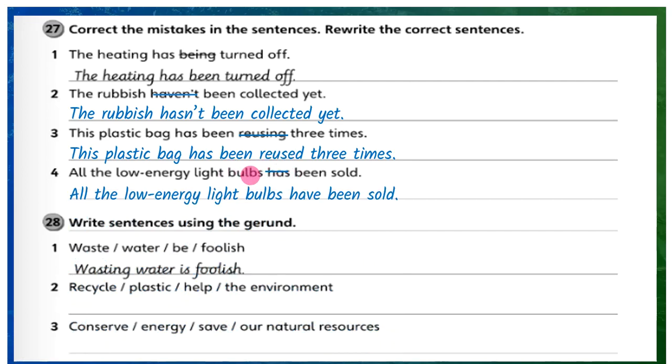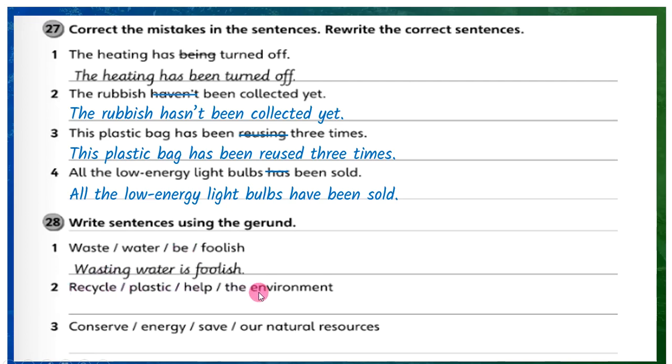The last activity is to write sentences using the gerund. Waste water be foolish. Wasting water is foolish. So we change be here to is. As we said before, be is the verb to be, which means is or are or am in the present. In the past, it is was or were.